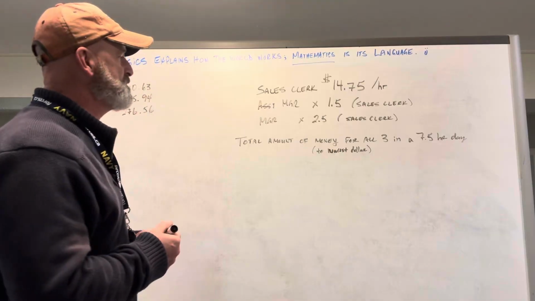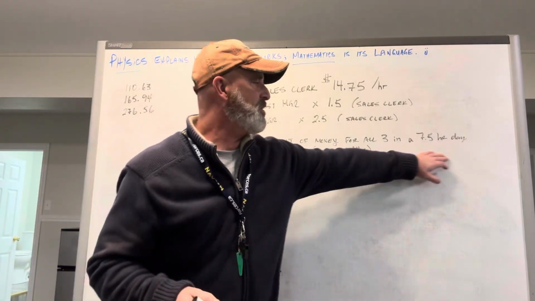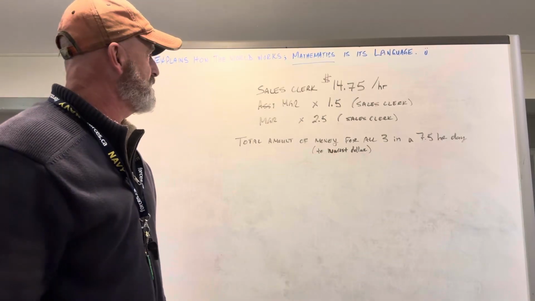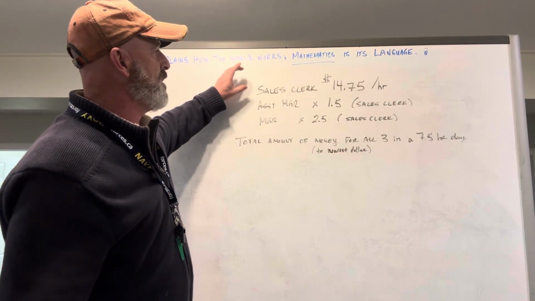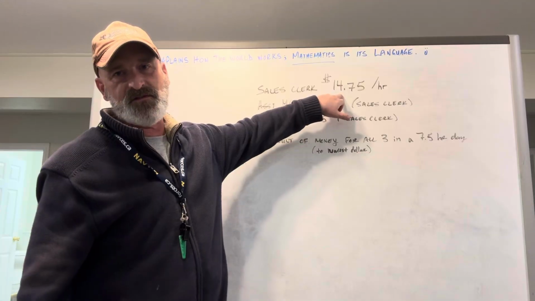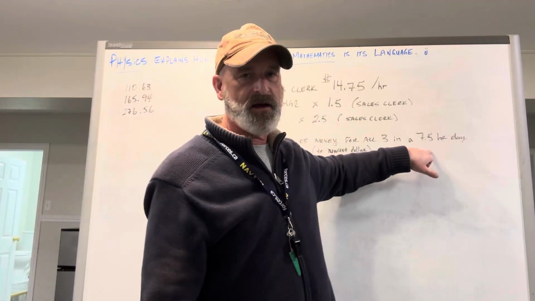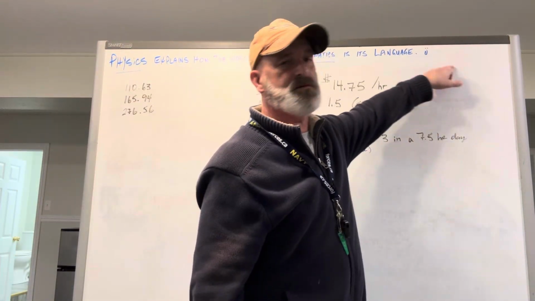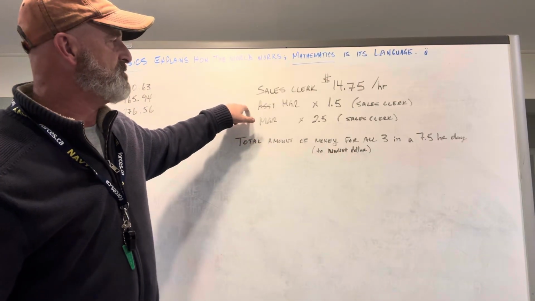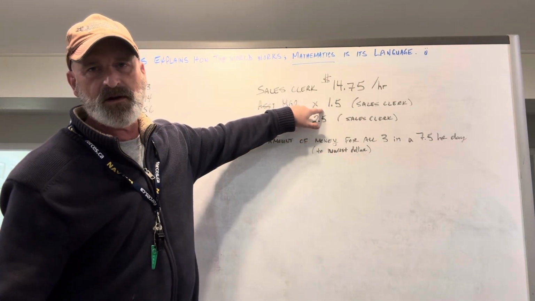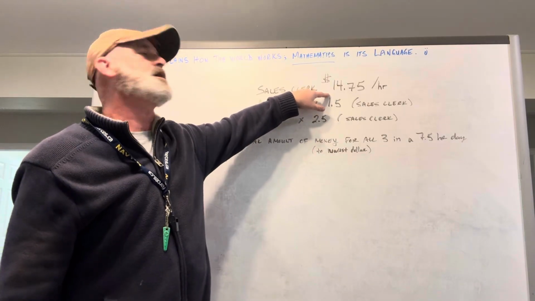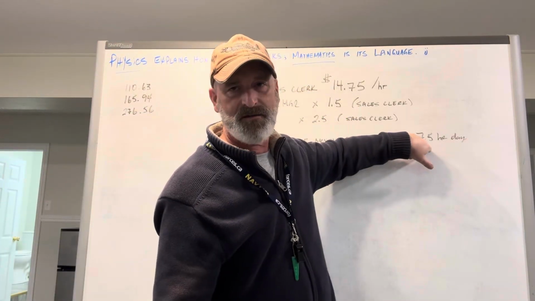Okay, so if I want the total amount of money for all 3 on a 7.5 hour day, there's a couple of different ways I can do it. I can look at the sales clerk and ask, how much does the sales clerk make in a day? Well, I know it's $14.75 an hour times 7.5 hours. At least I could find out what the sales clerk made. A little bit more work with these folks. Assistant manager, you're going to have to multiply the 1.5 to find out how much they make an hour. And then how many hours a day? Same amount, 7.5. Multiply it again.